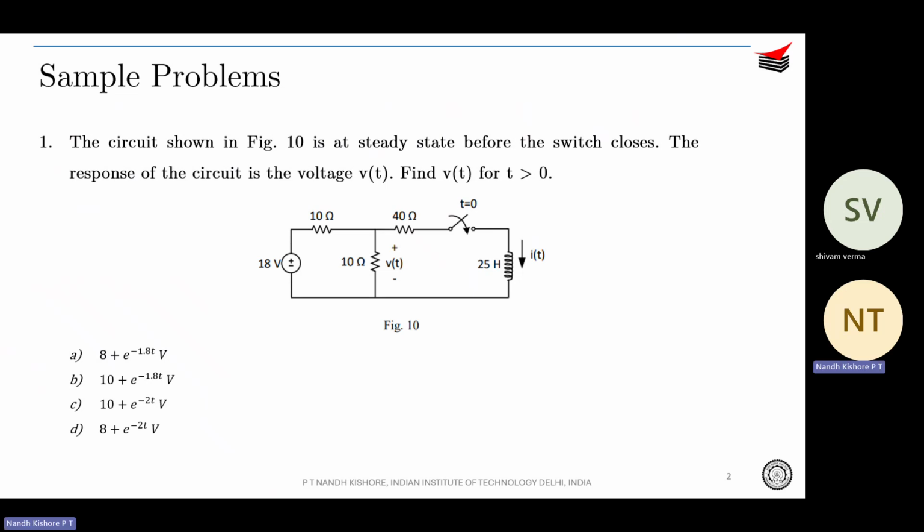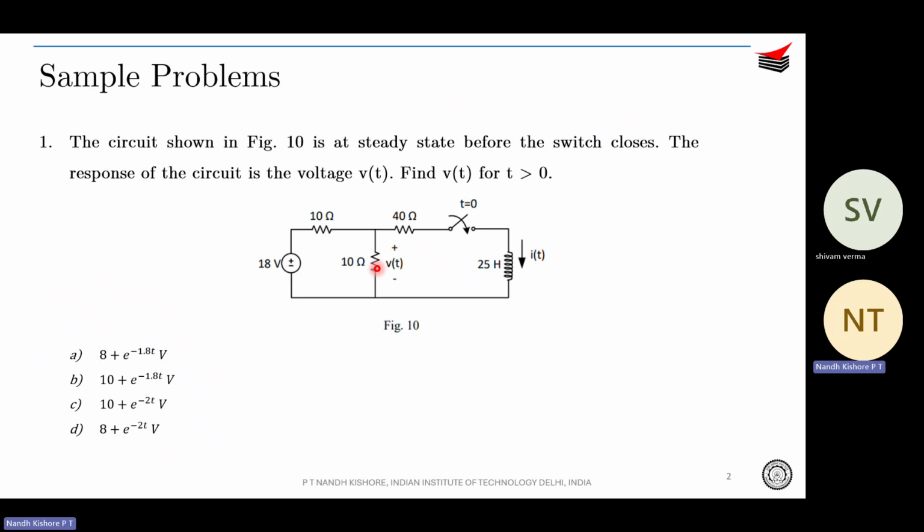The problem is: the circuit shown in figure 10 is at steady state before the switch closes. Steady state means an inductor behaves as a short circuit while a capacitor behaves as an open circuit, for an infinite time period. It means it has been there for a long time. So for t less than 0, from minus infinity to 0 time, the circuit is in steady state, wherein you can just short the inductor. The response of the circuit is a voltage V of t, which is the voltage across the 10 ohm resistor.